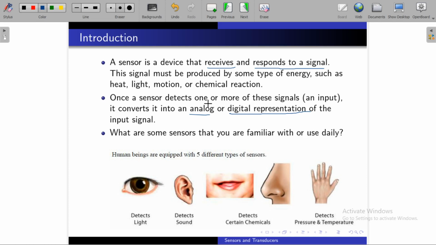That signal is being converted into an output with readable format.